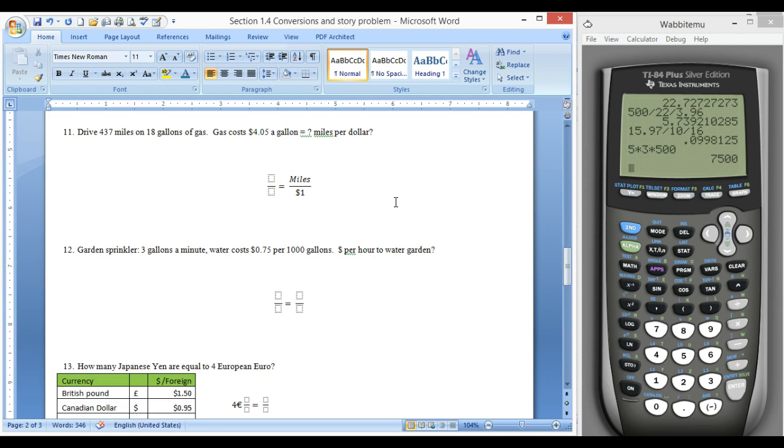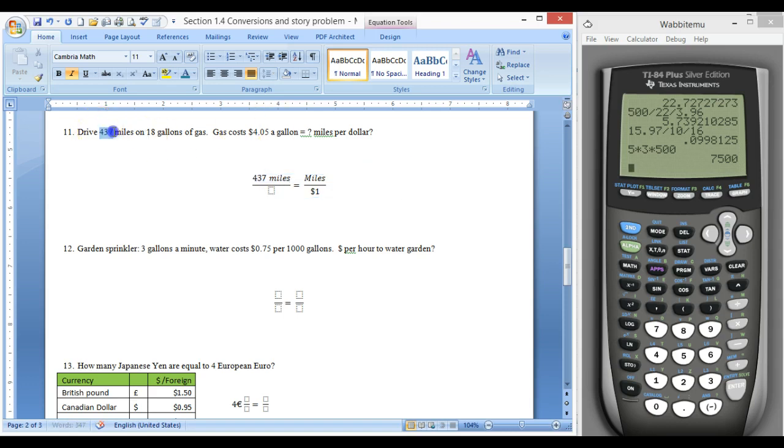If I drive 437 miles on 18 gallons of gas, and gas costs $4.05 a gallon, how many miles can I drive on $1? So I've set up our roadmap. I want miles per dollar. They told me in the question, miles per dollar. So I have miles over $1. If I want miles to end on the top for the answer, I'm going to start out with miles. So I'm going to put in my 437 miles.